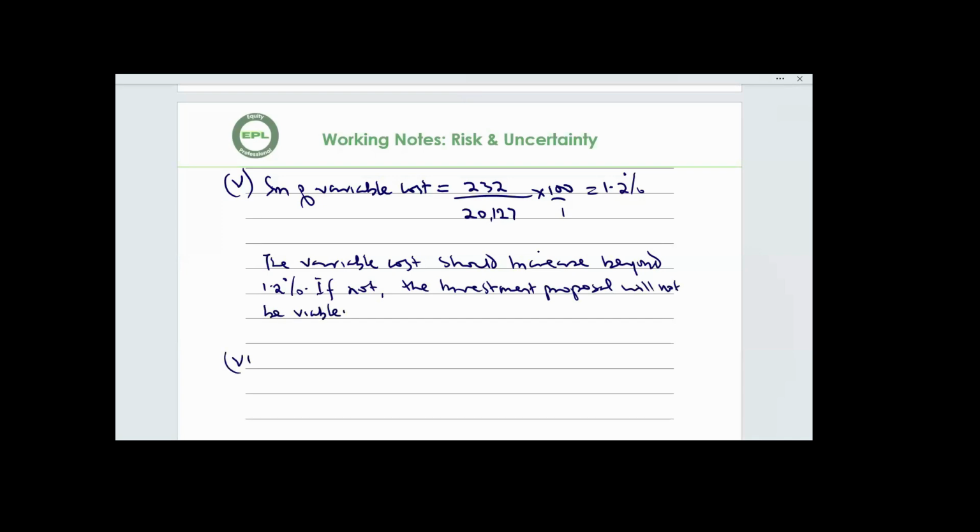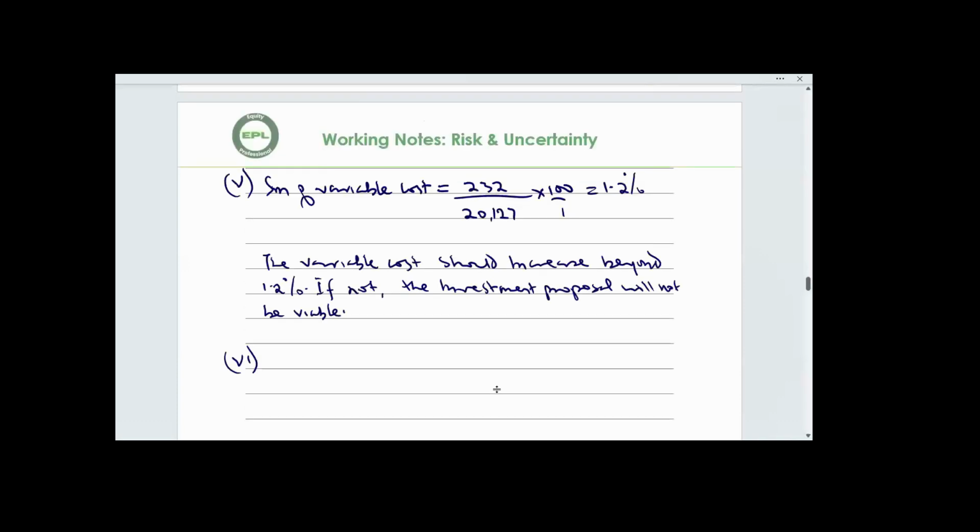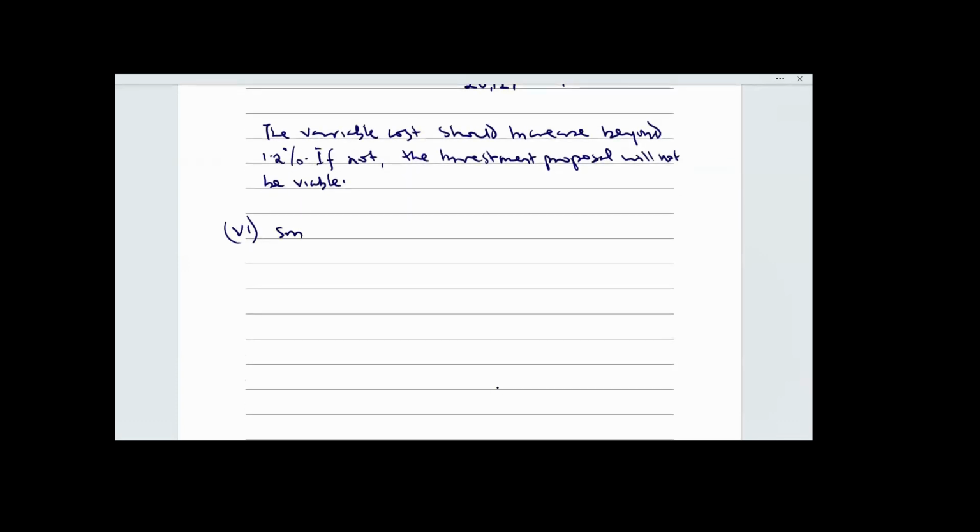Number 6, we are to calculate the sensitivity margin of product life. Sensitivity margin of product life is computed as product life minus break-even point of product life, all divided by product life, multiplied by 100 over 1.